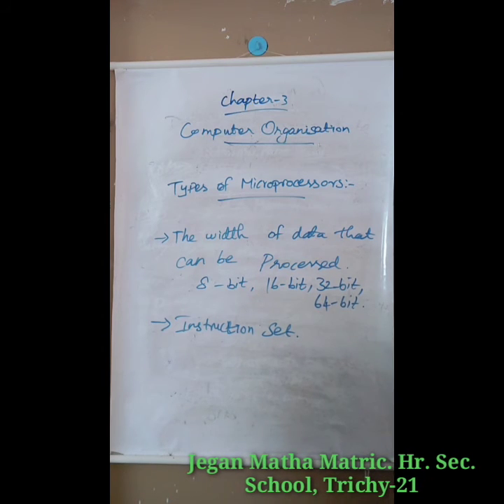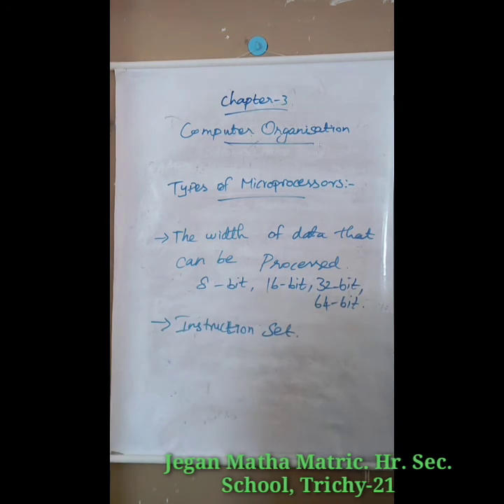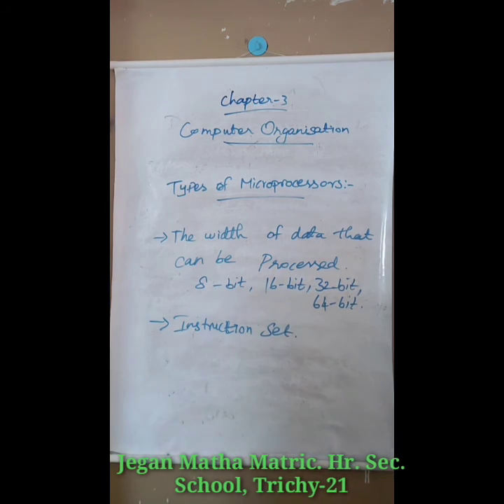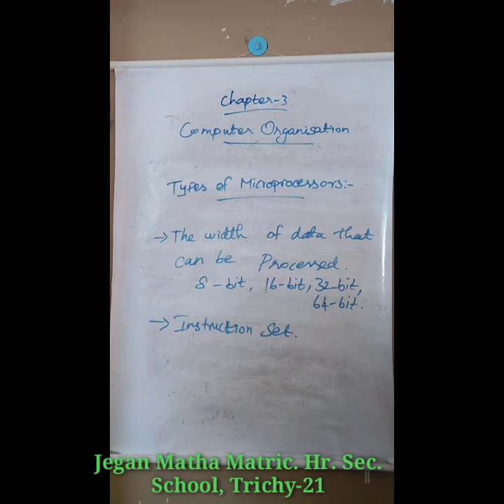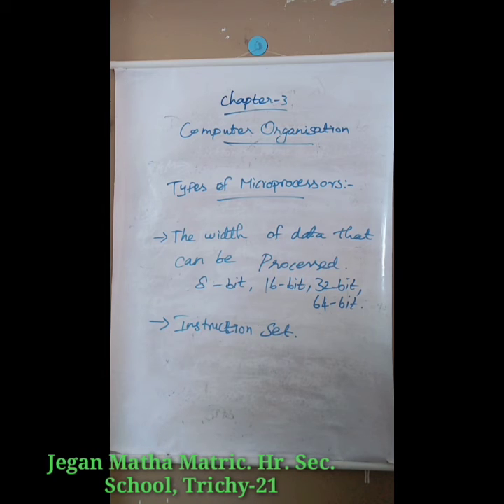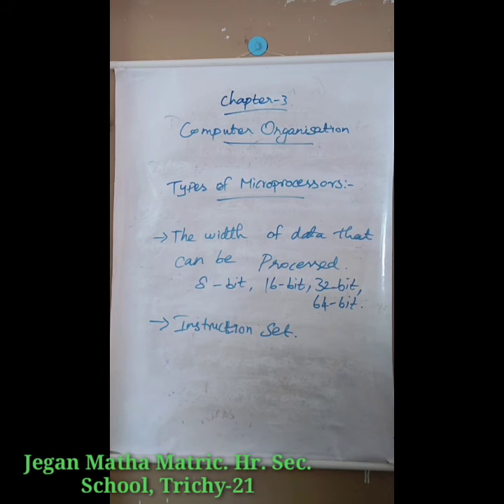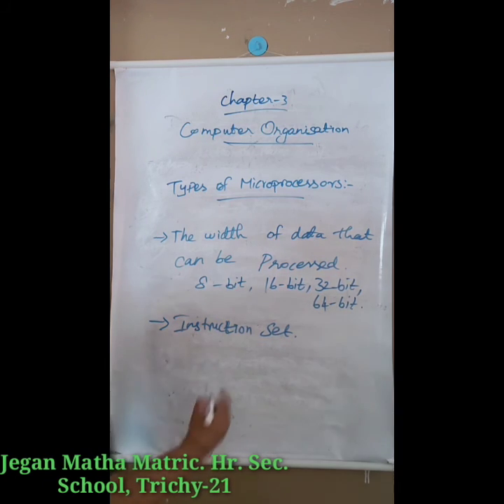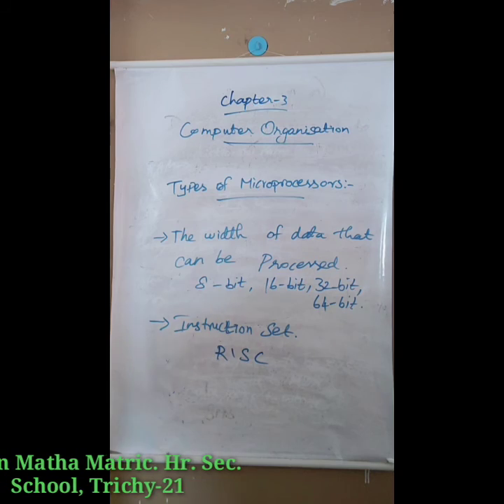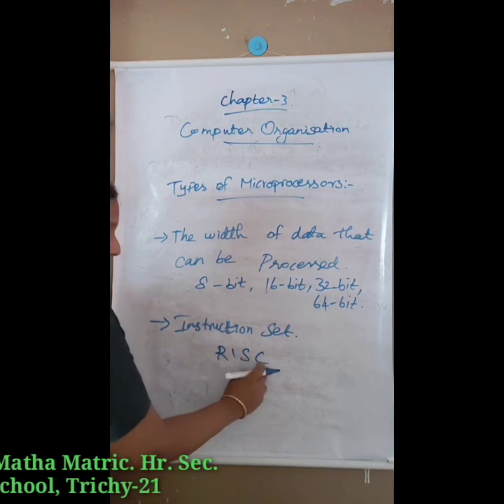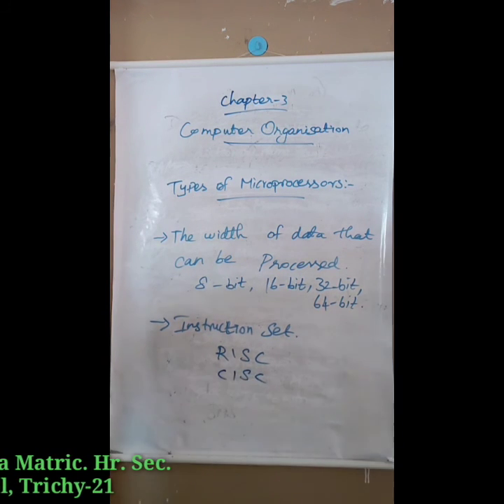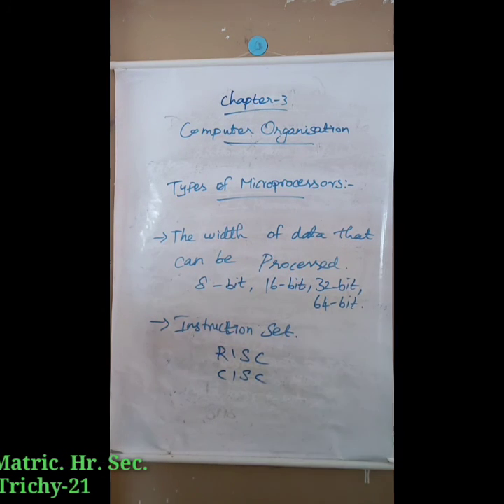And next one is the 8-bit microprocessor, we know that. The next one is the classification of microprocessor based on the instruction set. The instruction set is an important consideration while categorizing the microprocessor. Here we use two types. The first one is RISC, reduced instruction set computer, and another one is CISC, complex instruction set computer.